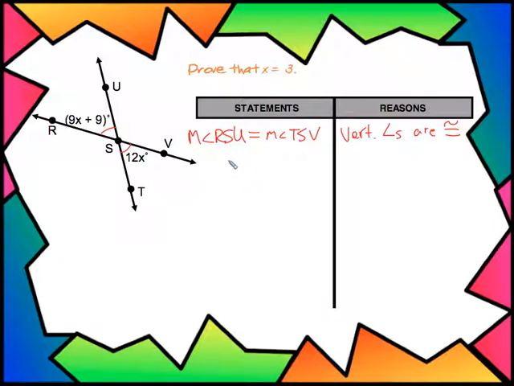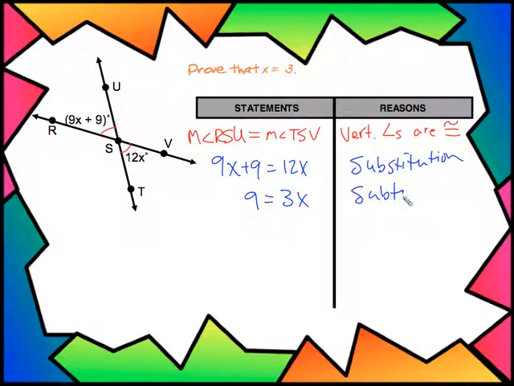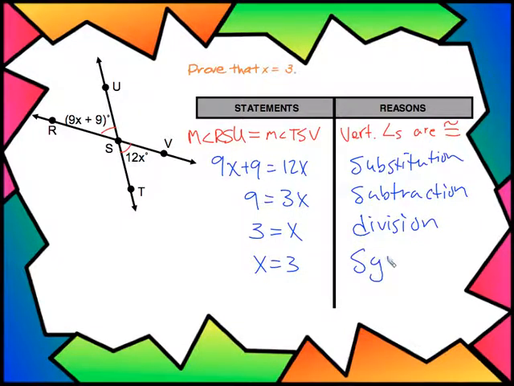The second step is always substitution. So we get 9x plus 9 equals 12x. Then I would subtract my 9x and get 9 equals 3x. That's subtraction. Then I would divide both sides by 3. That's division. Then you flip it around, and that's the symmetric property.